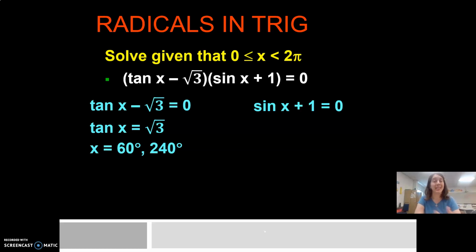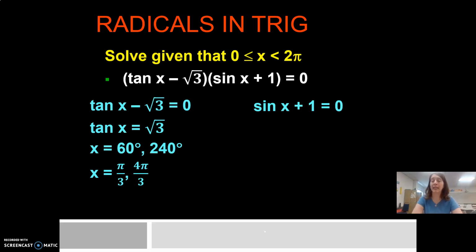Now, remember this question says to give the answer in radian format. So to go from degrees to radians, we multiply by pi over 180, because pi is the same thing as 180 degrees. So 60 times pi over 180 gave me pi over 3, and then 240 times pi over 180 gave me 4 pi over 3.